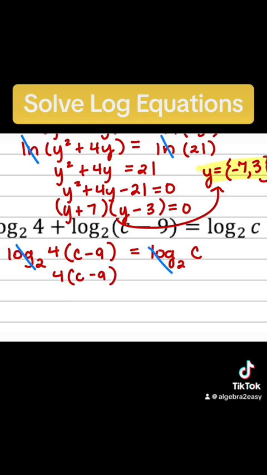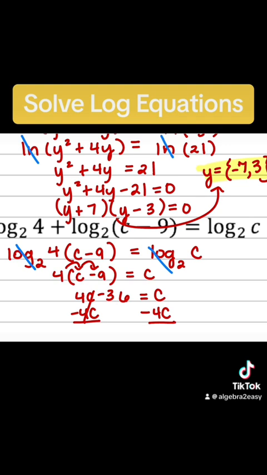So we have 4 times c minus 9 is equal to c. Let's distribute 4 to both terms. It's going to be 4c minus 36 is equal to c. Now, solving for c, we're going to get rid of 4c first. I'm going to subtract 4c from both sides.